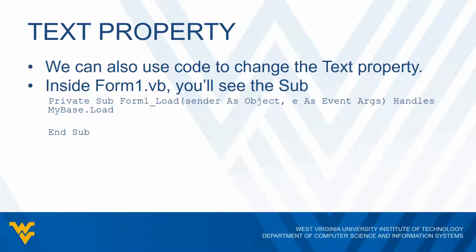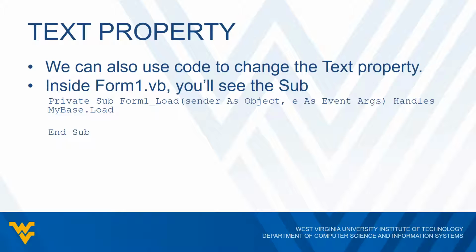It's going to say Private Sub Form1_Load, then parentheses, sender As Object, e As EventArgs, and then Handles MyBase.Load. There's going to be some space, and then End Sub. So this is our main. Think of it like our main method. If you're writing a program in Java, this is pretty much equivalent to our main.